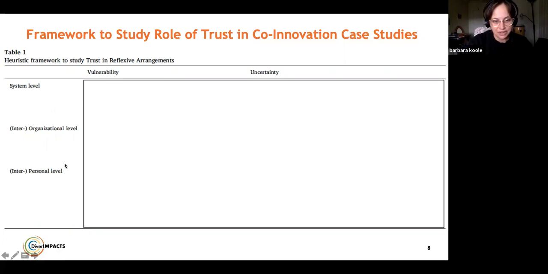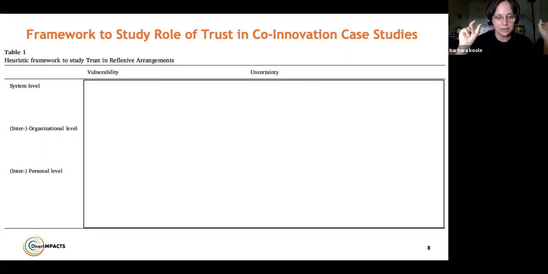So these levels of aggregation are important. And then there are these other two words that were so important in the definition of trust: vulnerability and uncertainty. Because as I said, without an experience of vulnerability and an experience of uncertainty, there's actually no need to trust.